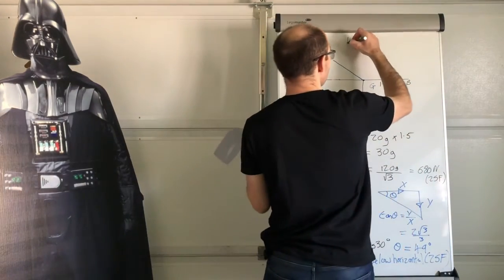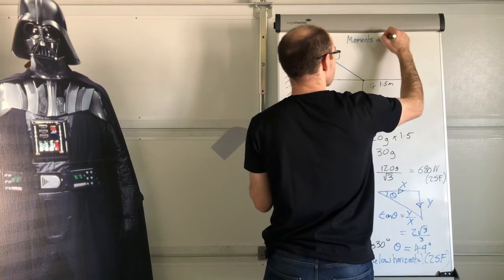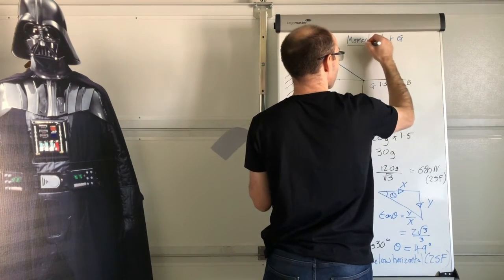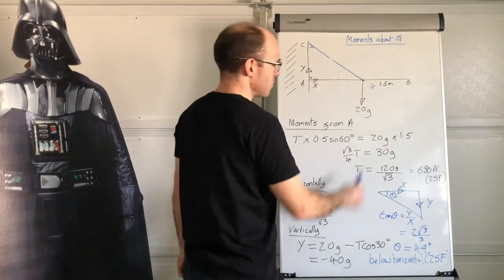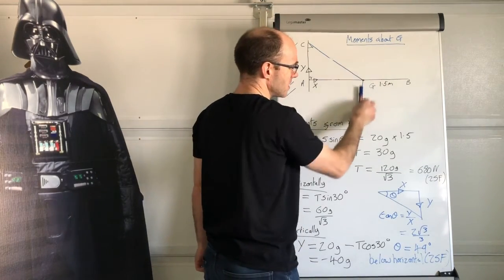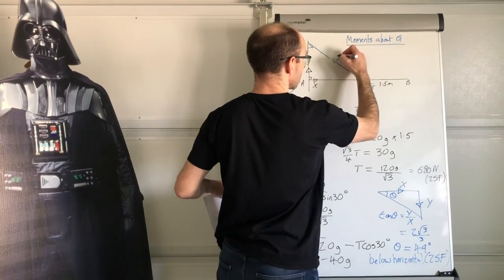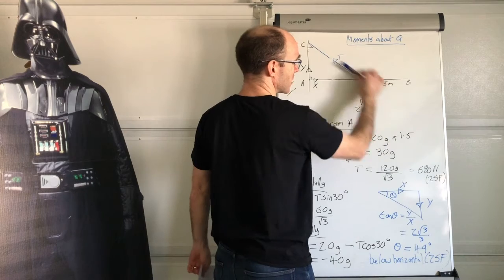Yeah, that's what we're going to do. We want to take moments about G. Why do you want to take moments about G? Because then we can ignore the weight, 20g, because it passes through it. We could also ignore the tension as well, because the tension as a force passes through G, so we can ignore both those.